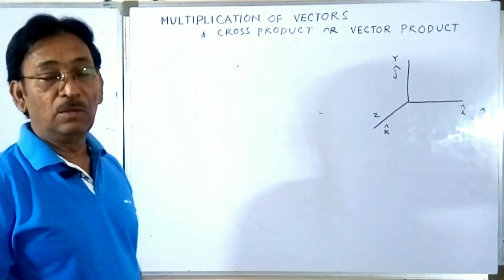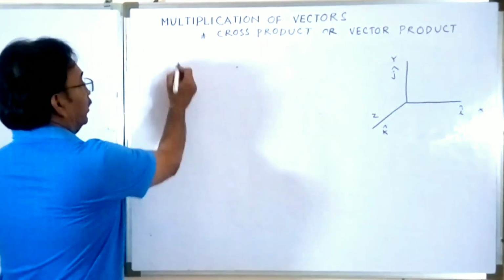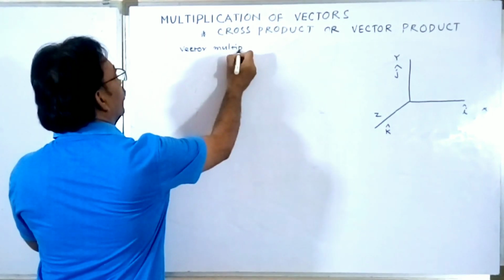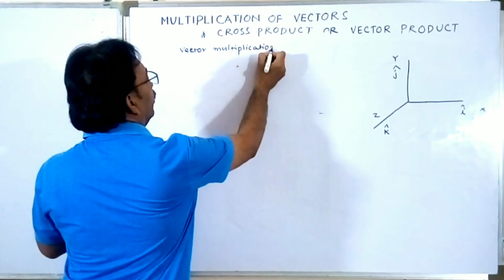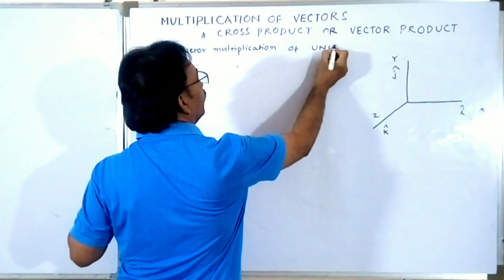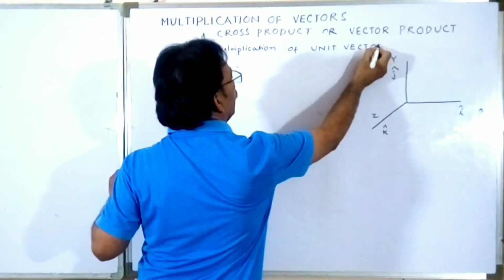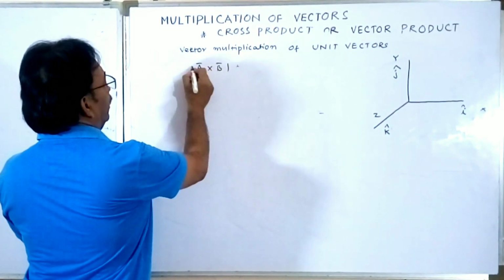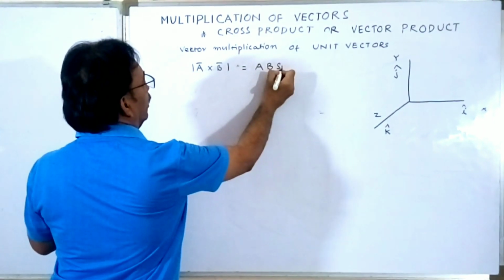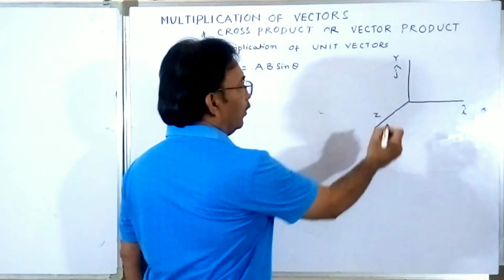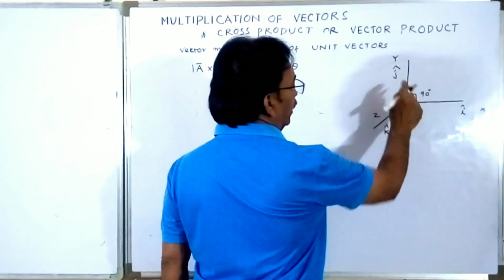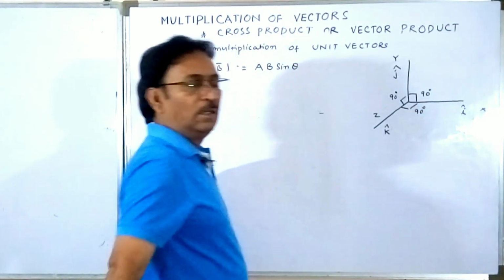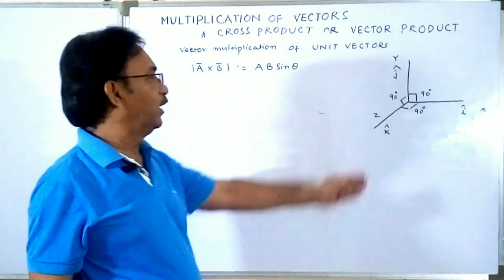Okay, we have to go with vector multiplication of the unit vectors. We are using the basic property: a bar cross b bar is equal to ab sine theta. If you watch this diagram carefully, the angle between i and j is 90 degrees, j and k is 90 again, and k to i is also 90 degrees. When we take the orthogonal vectors, the angle between the two vectors is itself 90.